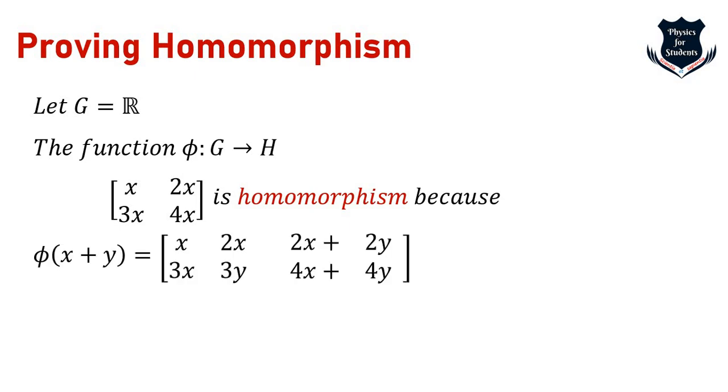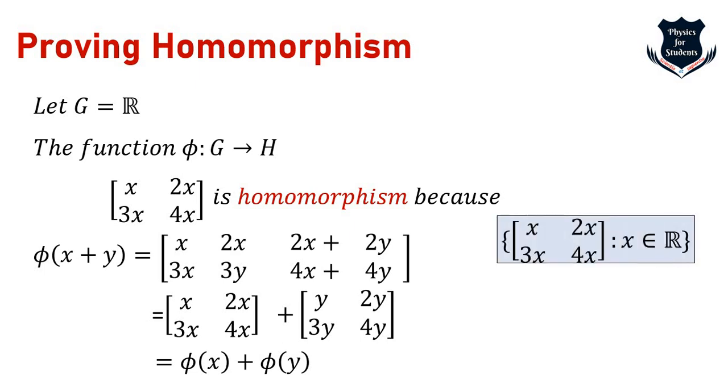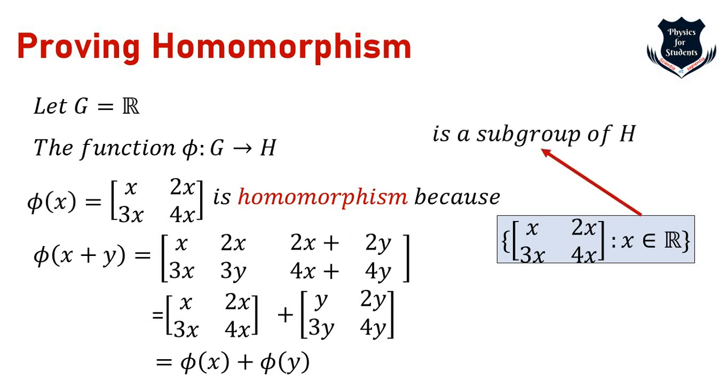Okay, why? Because you see this operation, right? So phi, further into this, right? So phi of G, this mapping, further into this. So these are the three steps: phi x plus phi y. Now why are we calling it a homomorphism? Because this particular set, if we take it, is actually a subgroup of H.